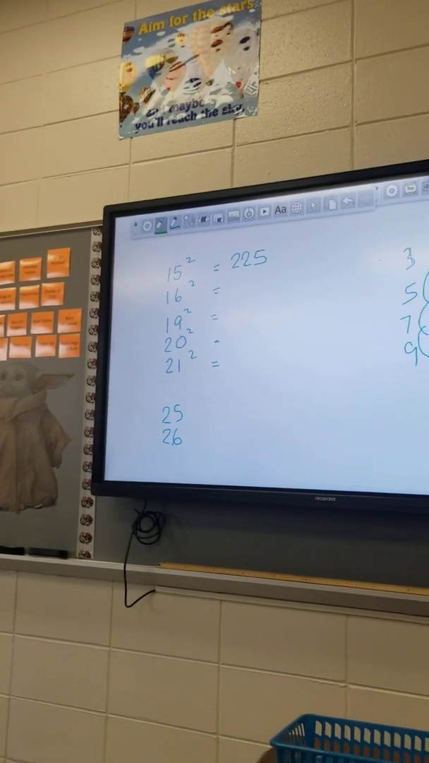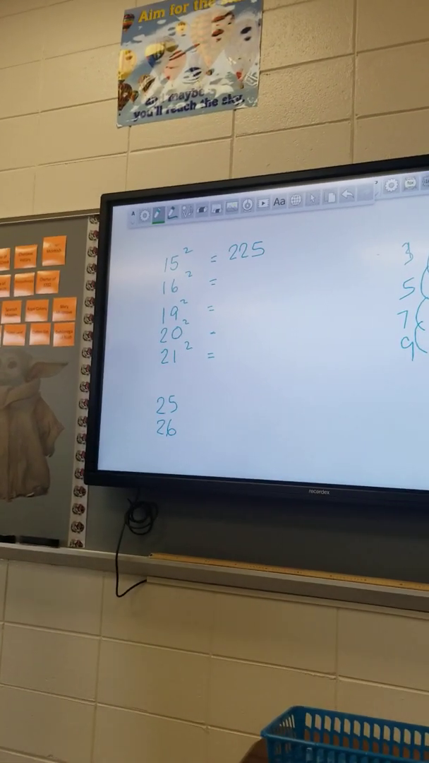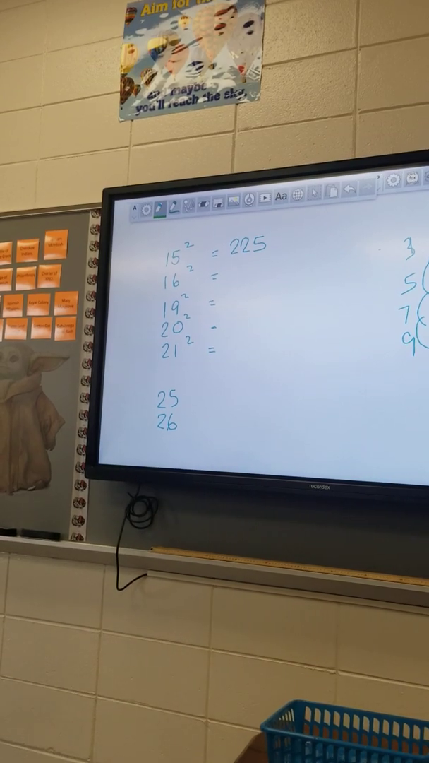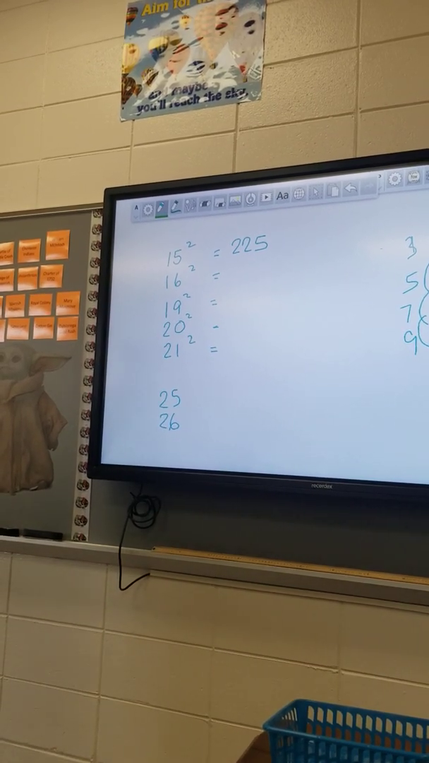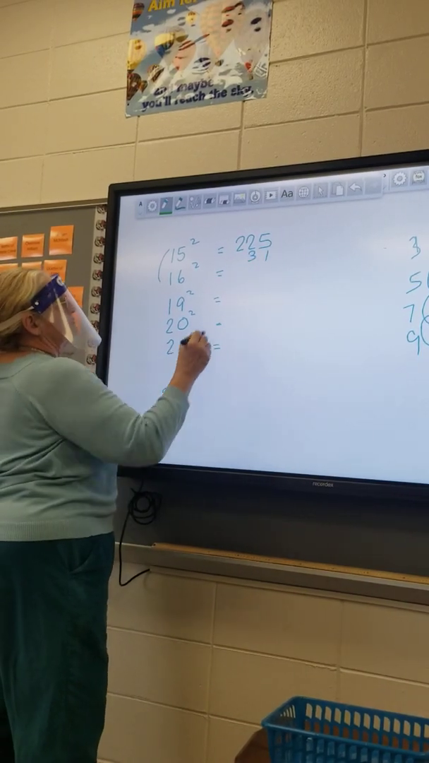Because if I know 15 squared is 225, but I need 16 squared, what can I do? I add the two of those together. I better get 31.